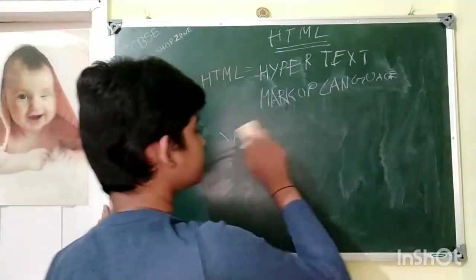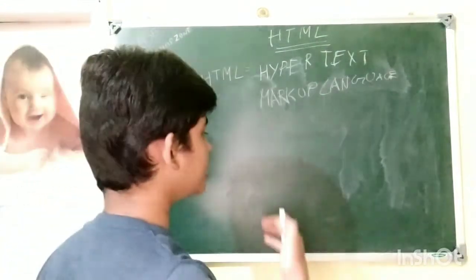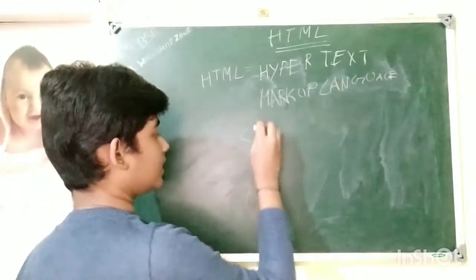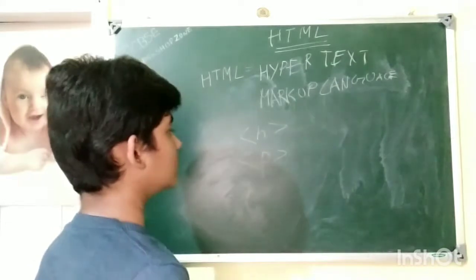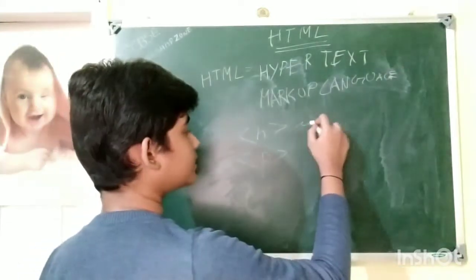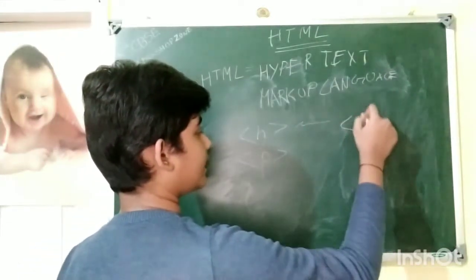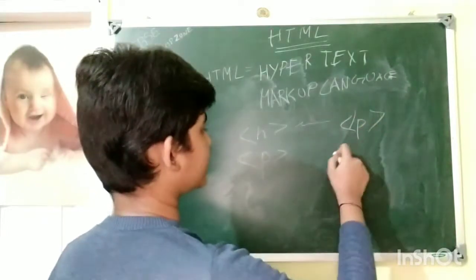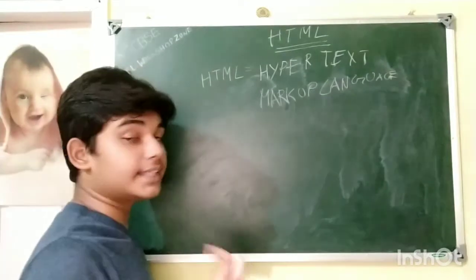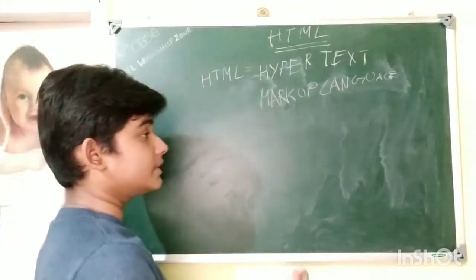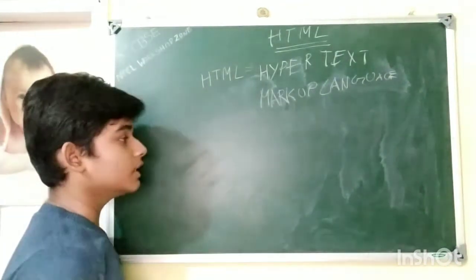There are multiple examples of this, like H, which we'll talk about later, P, etc. So you have to write some content here, and you have to end it with a slash and brackets. The format in which you save HTML files is .html, and they're not case sensitive.